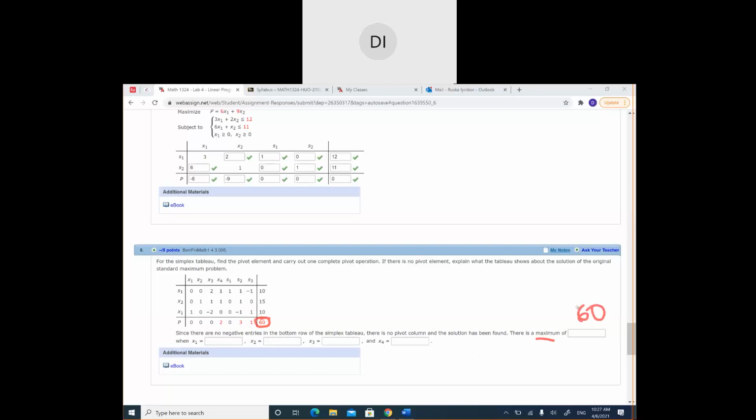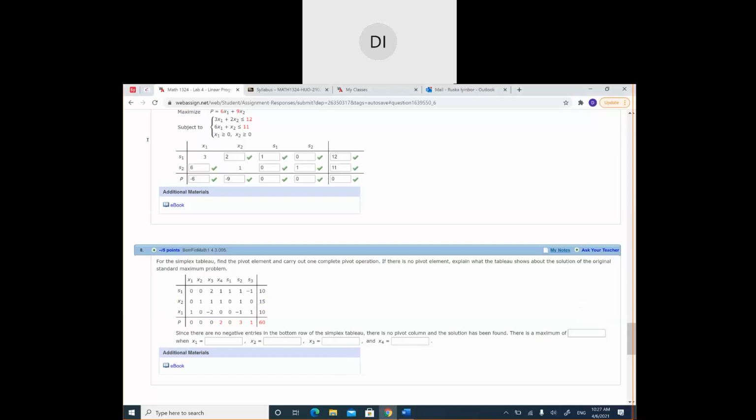And then they're going to ask you, what is x1, what is x2? So you're going to look: x1 equals 10, x2 is going to be 15. So these are the 3 numbers you're going to get. Now there is no x3 and x4, so that's why you're going to put zeros here, because you don't have another row for them. You're looking at the rows.